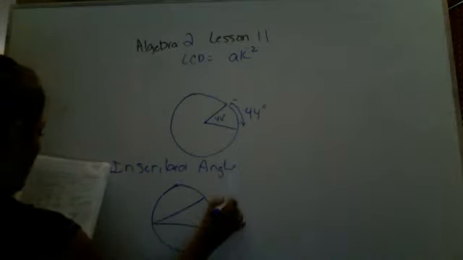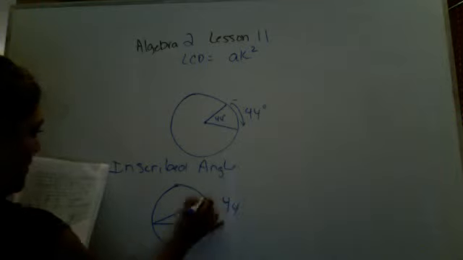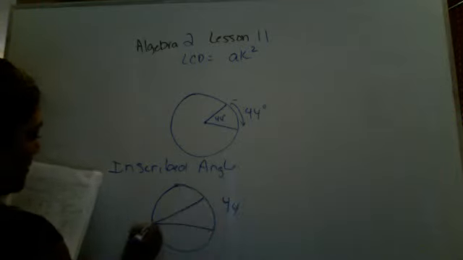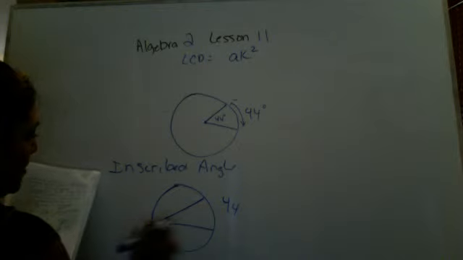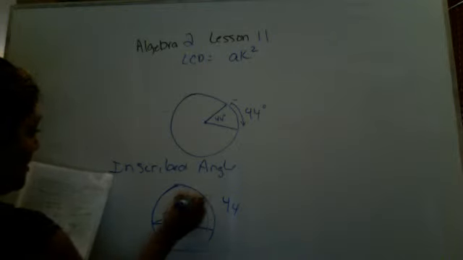He said this arc is 44 degrees. This is an inscribed angle because its vertex is on the circle and whose sides are inside. Let's look at another one. Let's use the same.